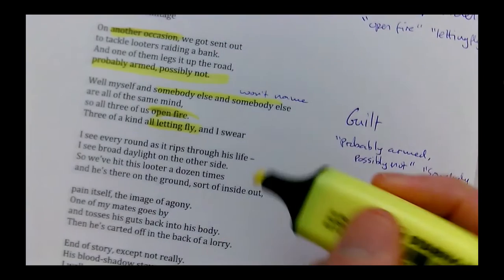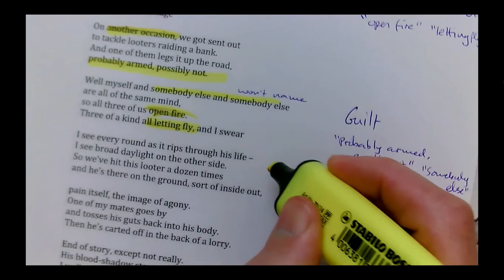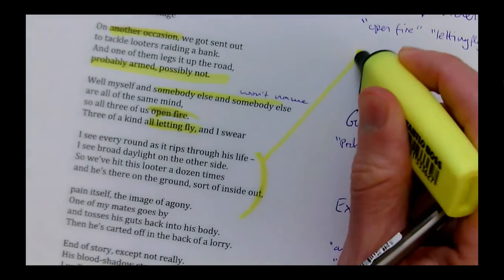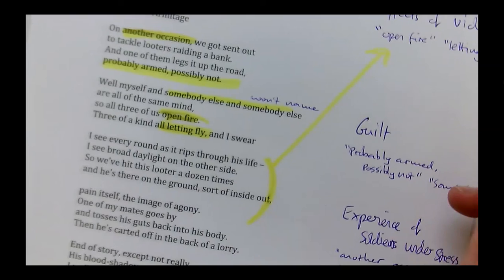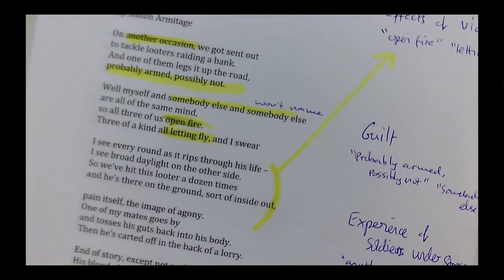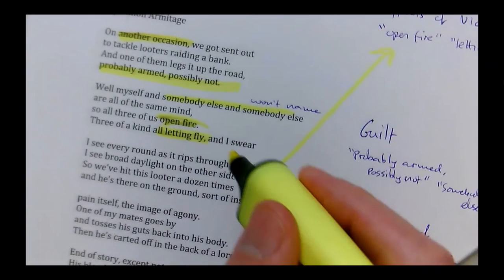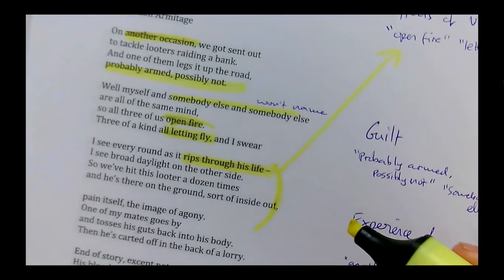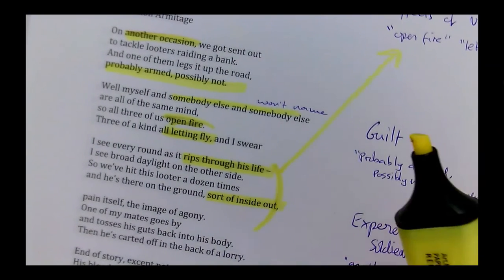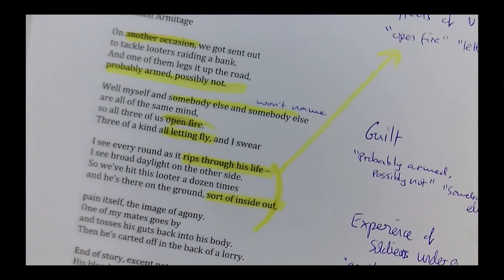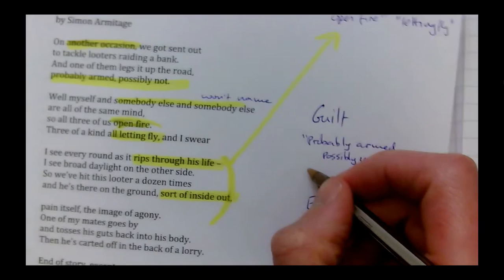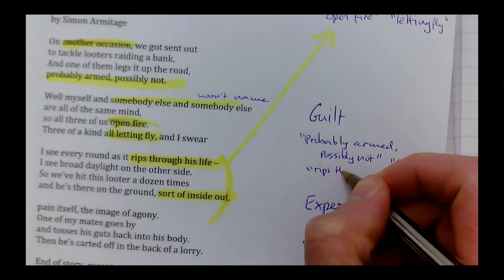And then we've got right here. And honestly, that entire verse for me is all about the effects of violence. But if I wanted to go a bit more detailed, and I really should, I can't just tell you five lines. I should really be thinking about rips through his life, sort of inside out. These are shocking images. These are violent, horrific images. And so, as well as effects of violence, rips through his life goes into guilt because he's realizing what he's done to this man.